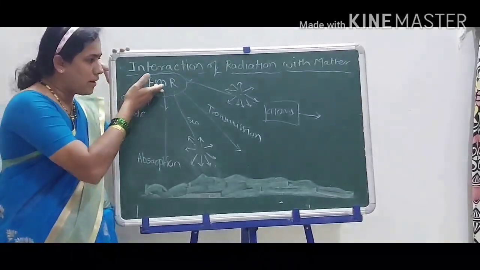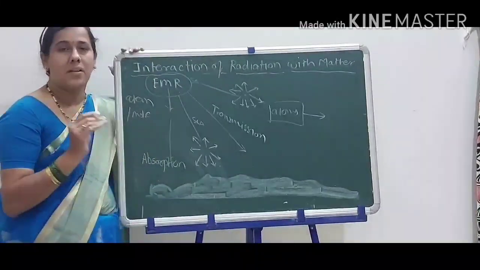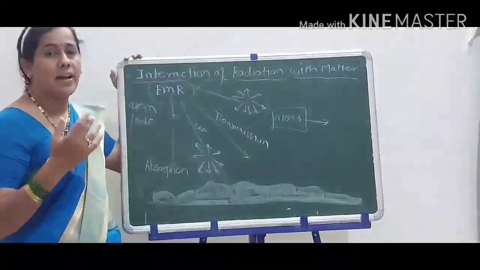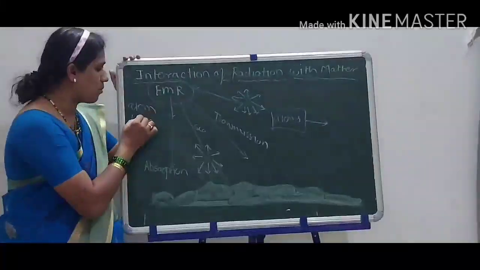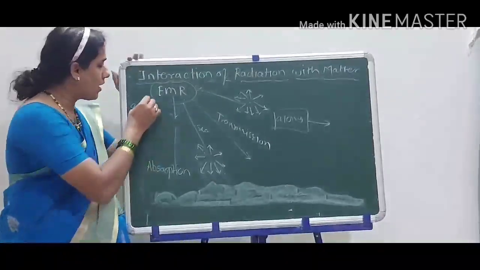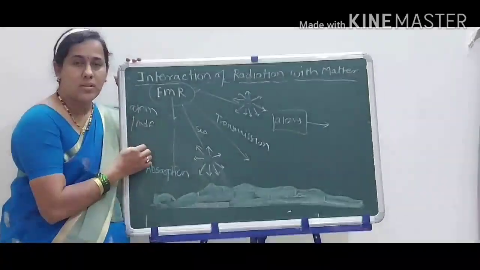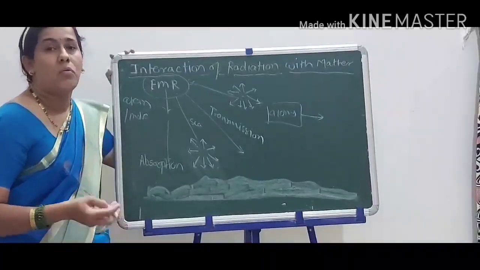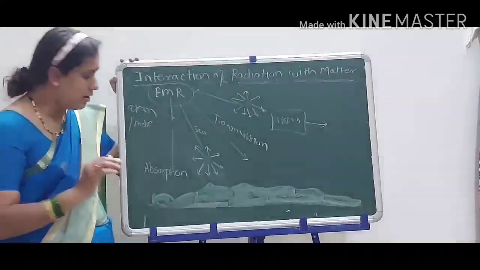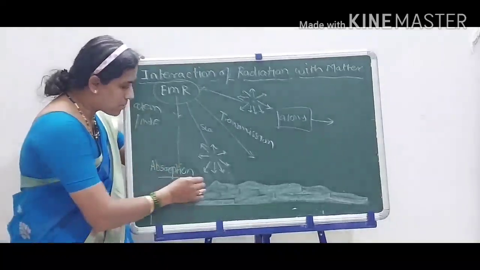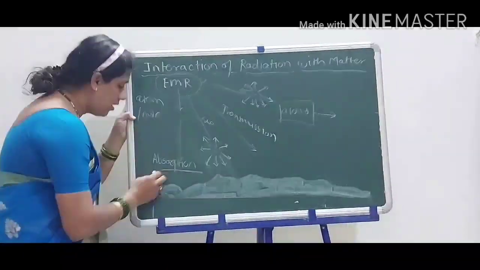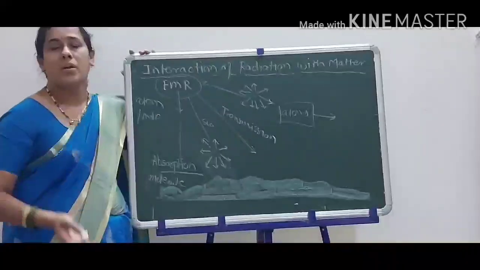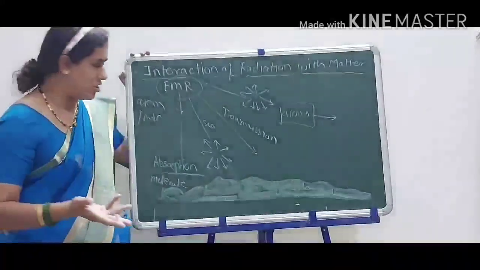When the electromagnetic radiations are incident on the atoms or ions or the molecules, at that time energy is absorbed by the molecules. What kind of energy is absorbed by the molecules? It gives rise to the amount of wavelength absorbed by the molecule. And this absorption raises the molecule from its lower energy state to a higher energy state.